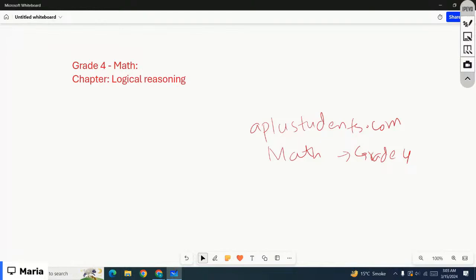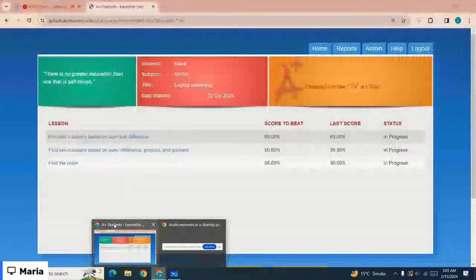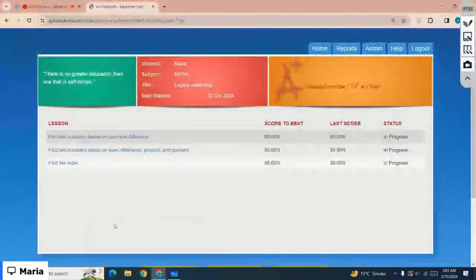So please make sure you have your notebook and pencil so that you can note down the important examples and definitions as well. So let's just start with the lesson logical reasoning. Here I am on grade 4 math. The chapter we're working on is logical reasoning. Let's just start with the first lesson, that is find two numbers based on sums and differences.